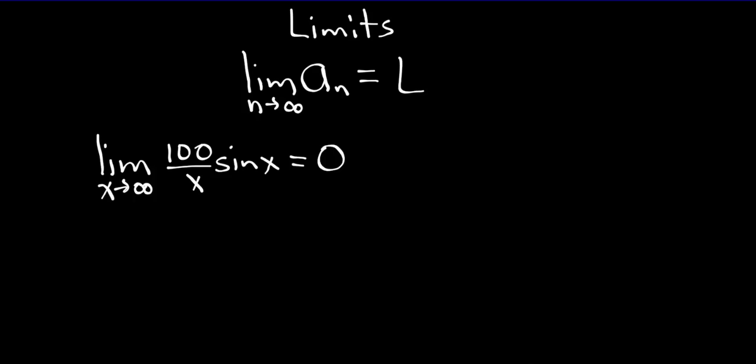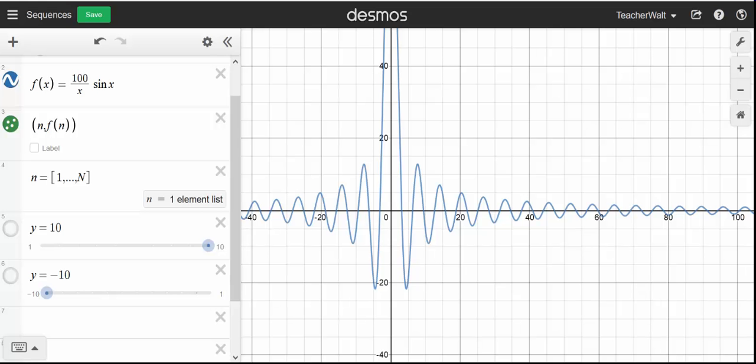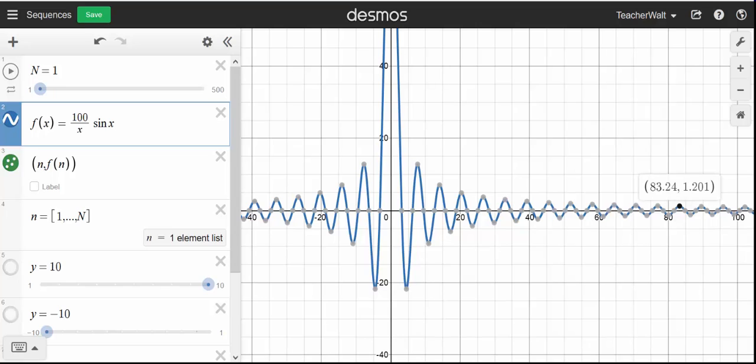Let's look at it here. Here I've got the graph of the function f of x equals 100 over x sine x. Over here on the right, you see the behavior of the function. It oscillates, and the oscillation gets smaller and smaller as you go to the right. You can see, over here, it gets very small.